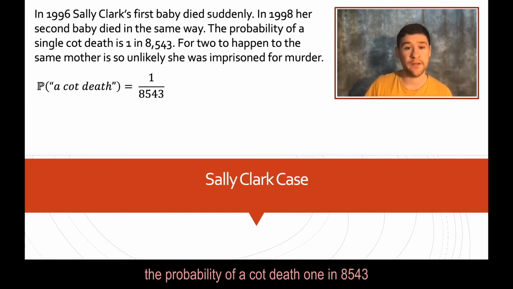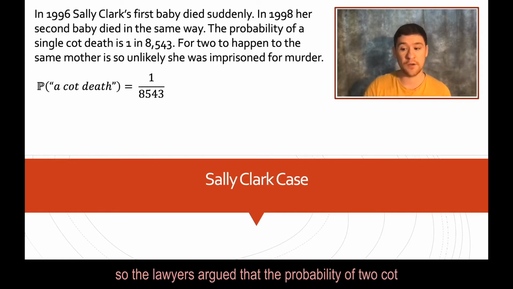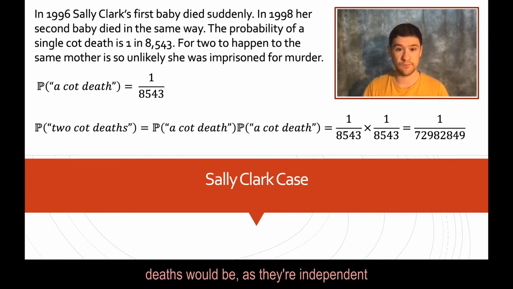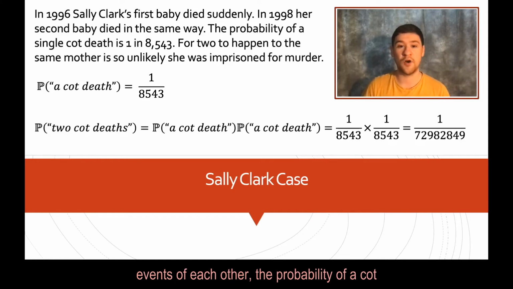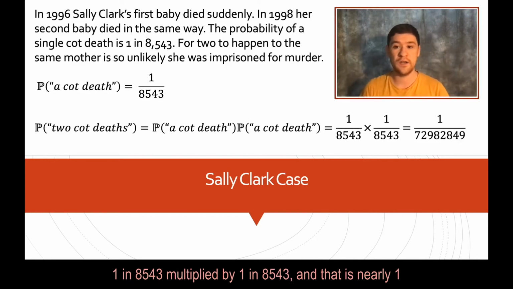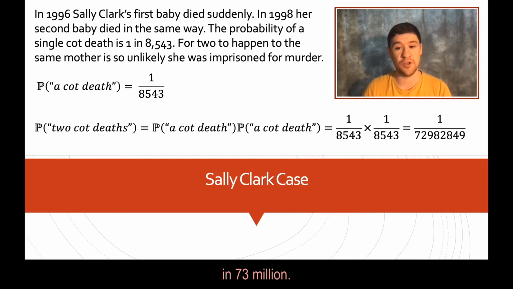The probability of a cot death is 1 in 8,543. So the lawyers argued that the probability of 2 cot deaths would be, as they are independent events of each other, the probability of a cot death multiplied by the probability of another cot death. 1 in 8,543 multiplied by 1 in 8,543. That is nearly 1 in 73 million. This is a tiny probability.